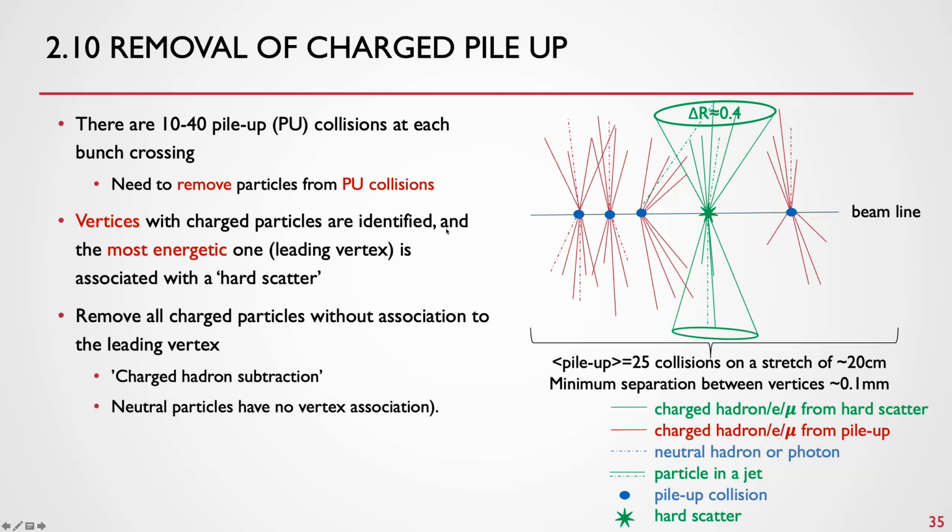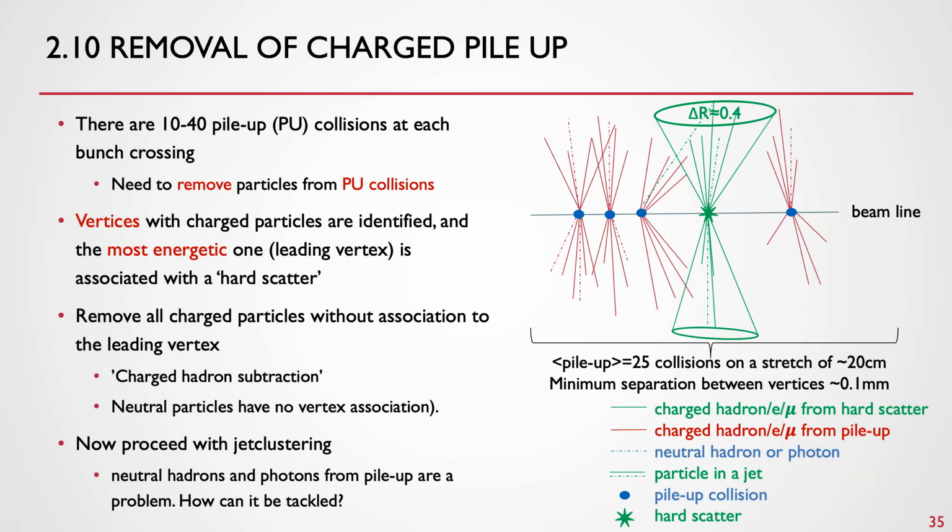The simplest thing we do everywhere is called charged hadron subtraction. That is, we remove all the particles that we can see that we know come from pileup interactions. For neutral particles, we have no vertex association, so we cannot remove them. And once we've removed them, we proceed with the jet clustering.